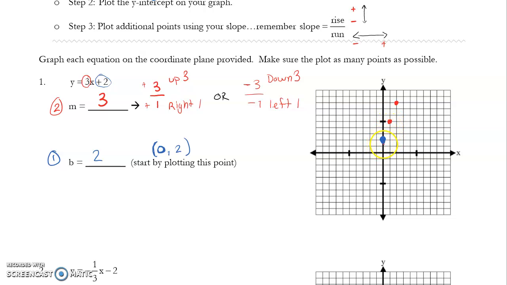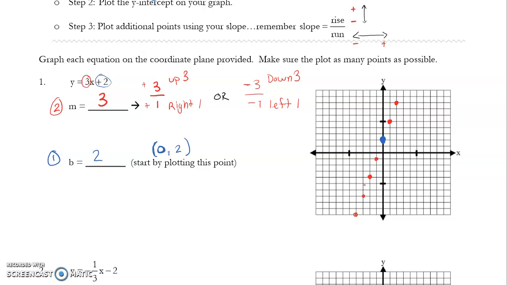But what's nice about it is, I can keep this going now and keep my pattern. Down 3, left 1. Down 3, left 1. I have plotted every possible point that's at integers.